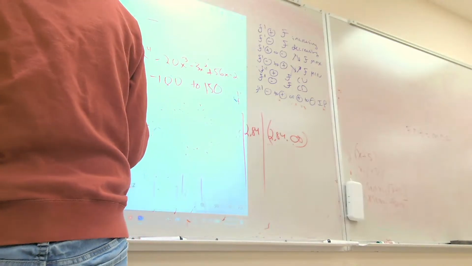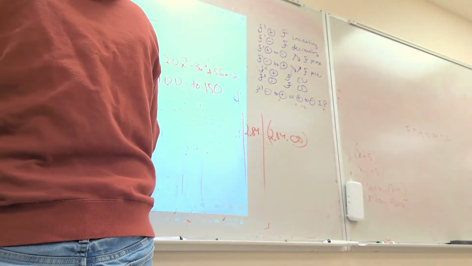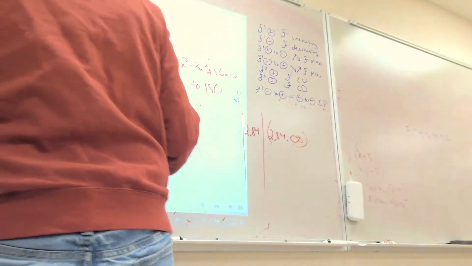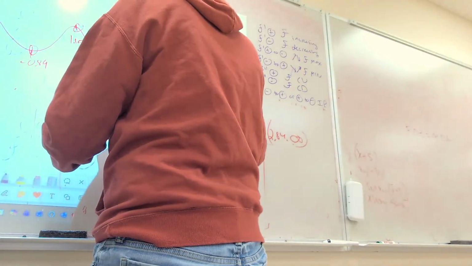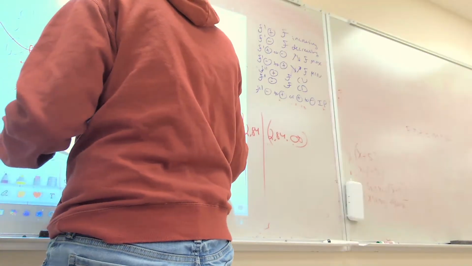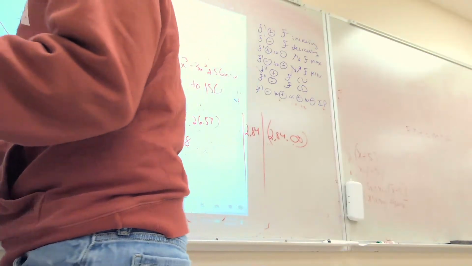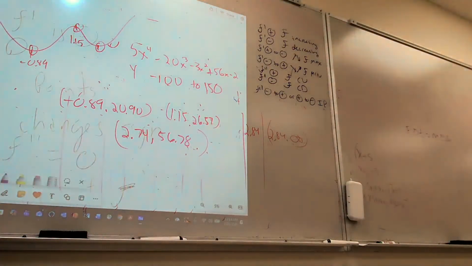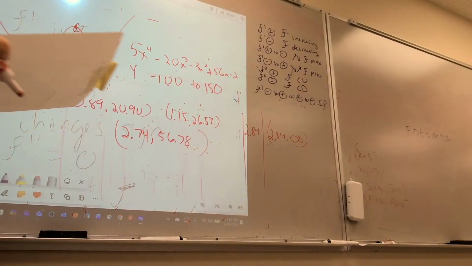So if you do it exactly, you should get minus 0.89, 20.90, 1.15, 26.57, 2.74, 56.78. Those are our inflection points. And so you can see whether it's concave up or concave down by the slope changing sign. So look at how that slope changes. It's changing from negative to positive.